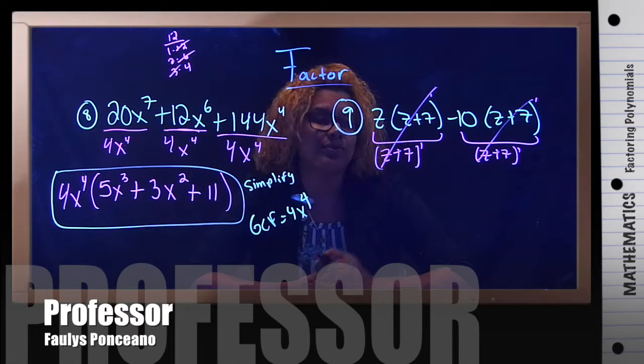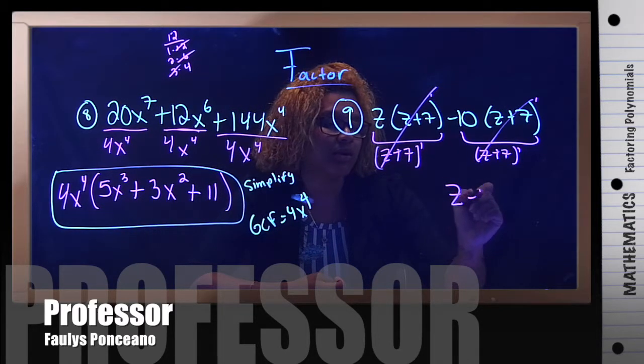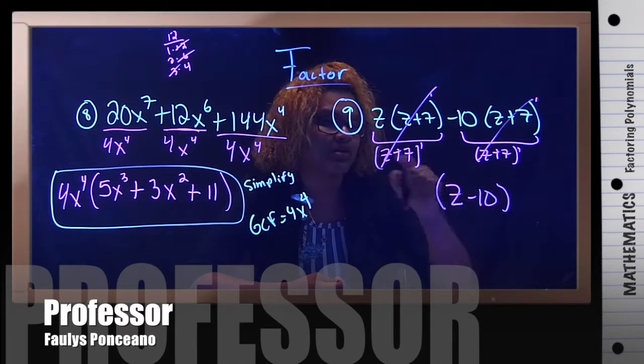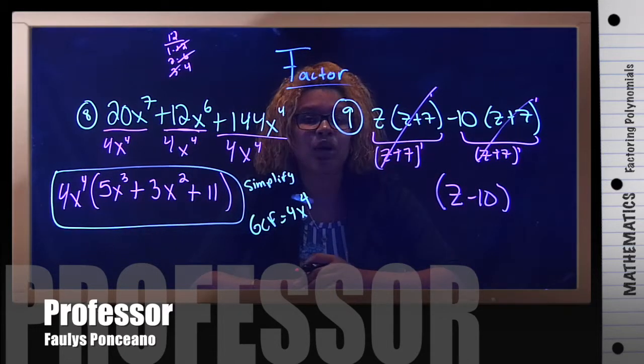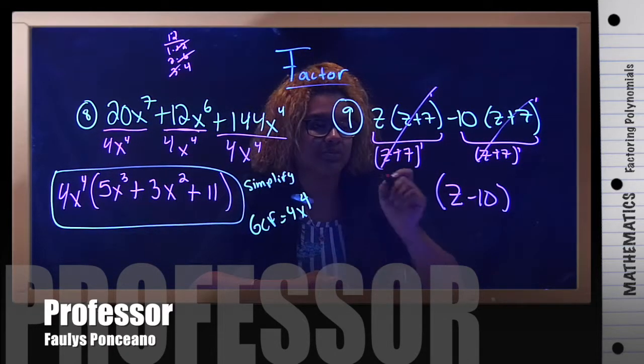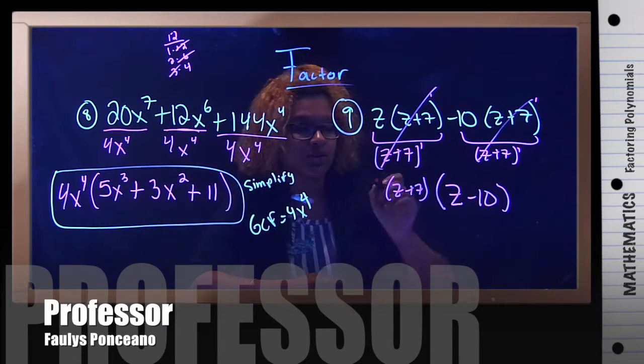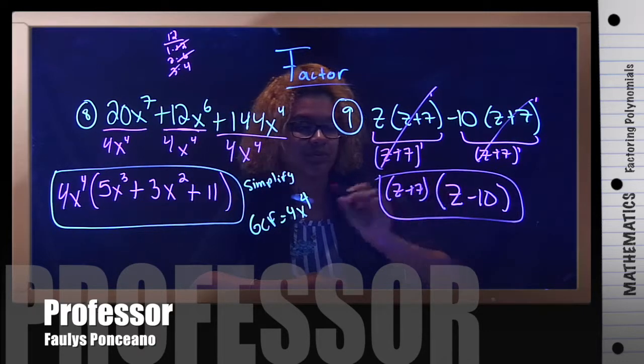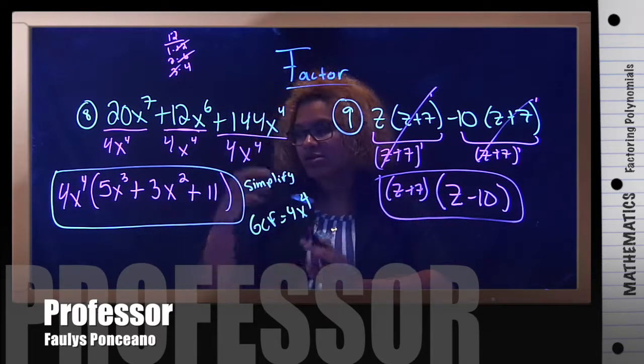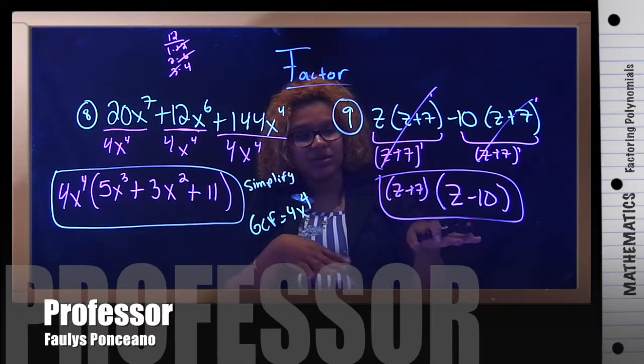What am I left with? Z minus 10. Right? Z minus 10. Well, what was the GCF that you took out? X plus 7. Okay? So all together, that's your answer. So this is your answer for this example.